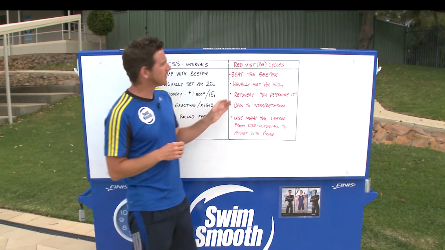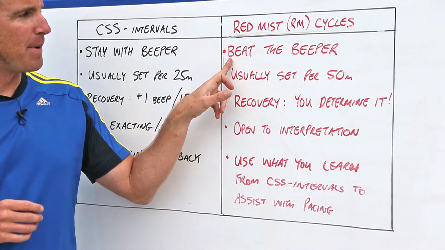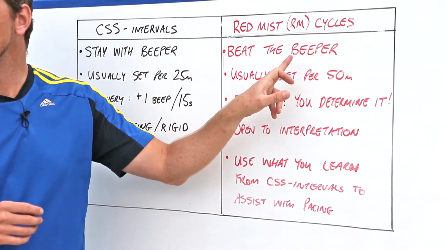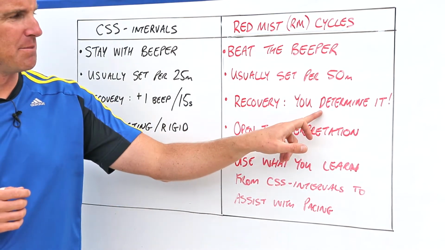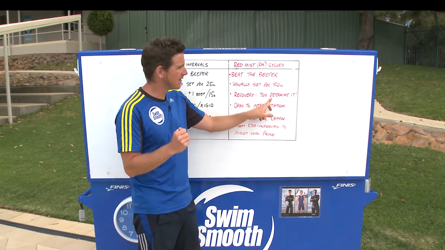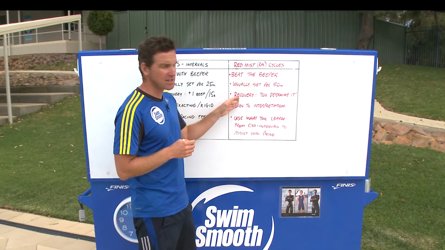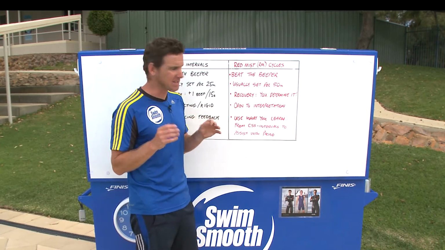So, over onto the other side of the chart here, our red mist cycles. The beeper is set in mode 2, usually per 50 metres, and you have to try to beat the beeper. The recovery is totally determined by you. If you're having a good day and want to push on a little bit harder, you get a little bit more rest. But you need to be very, very careful, because many of these sessions are around about 3.5 to 5 Ks in length, just for the main set.